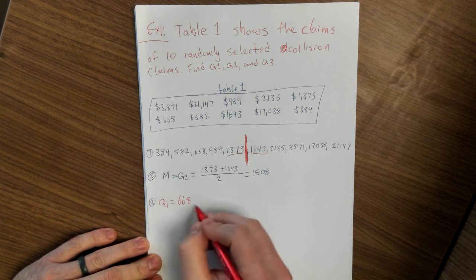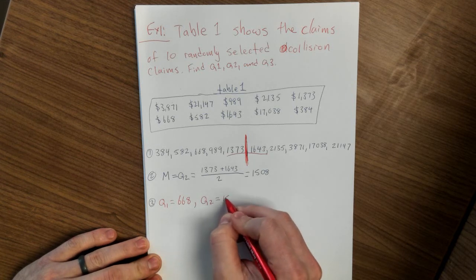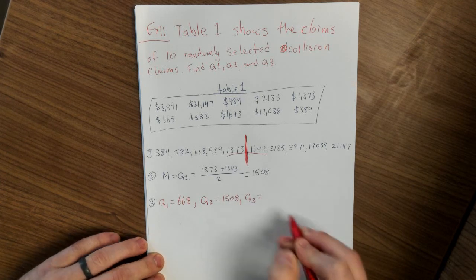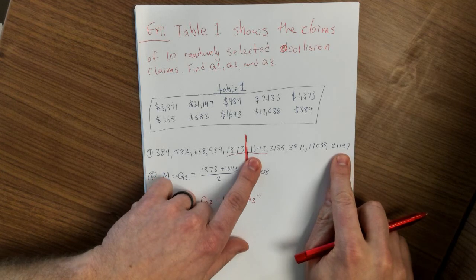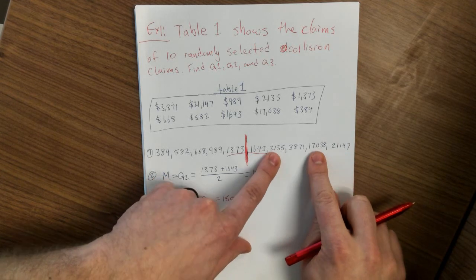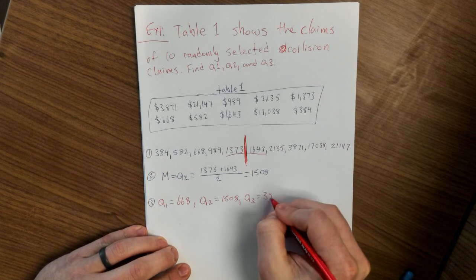And then Q2 we already know is 1508, and then for Q3 we find the median of the top half. Same process, we start here and go in incrementally by 1, and so 3871 is our third quartile.